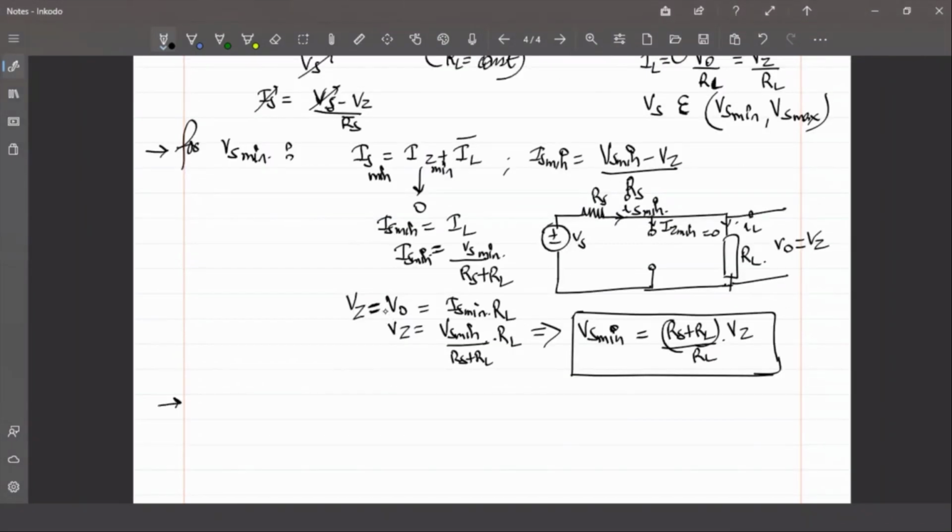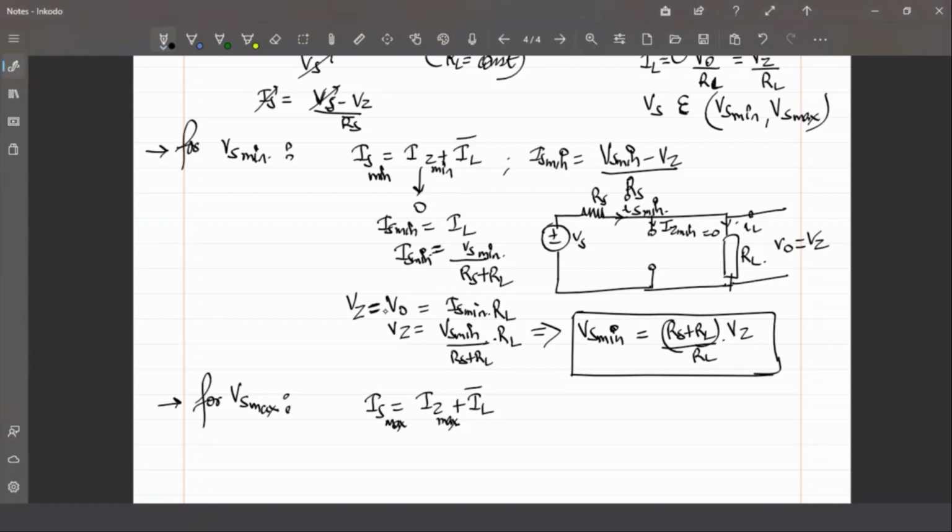Now we said that there has to be a maximum value of Vs also, right? Vs maximum. At Vs maximum, what will happen? We know Is is equal to Iz plus IL. Again, the load is fixed. At Vs max, we know Is will also be at its peak value. So Is max we can find out because IL is fixed. If Vs increases, Is increases, and correspondingly Iz has to increase, but Iz is limited by a specific value. What is that value?